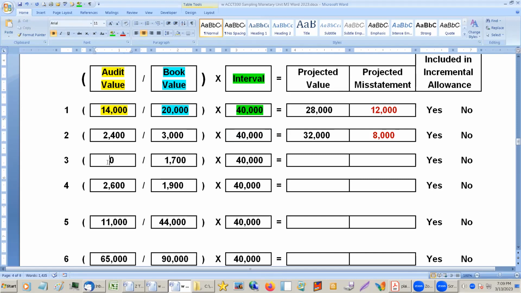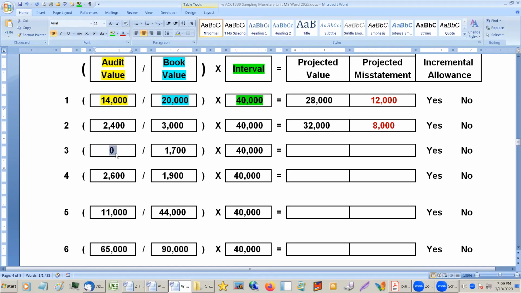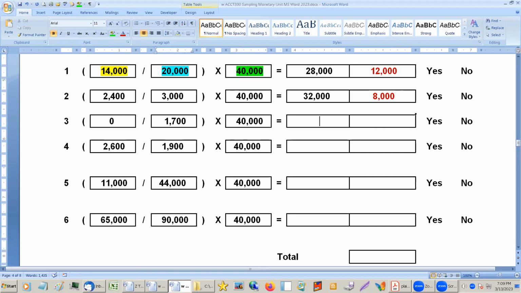And this one, now in some of the textbooks, they'll say if there's a zero balance for the audit value, you've got to figure out why. Quite honestly, you do that for all of sampling. But if this truly is zero, it's 0 over 17. So this would be 0, and the misstatement would be 40,000. Okay, the last three are wacky.